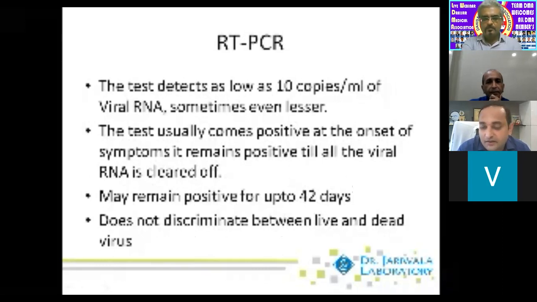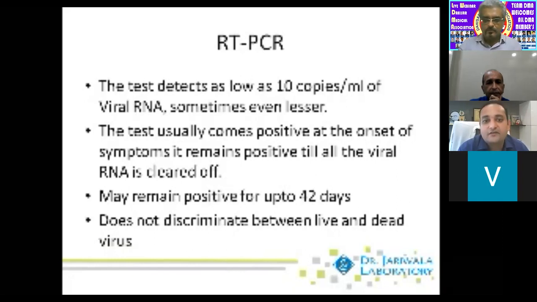So as I mentioned, the RT-PCR is a highly sensitive test. It is extremely specific also. The RT-PCR typically can detect as low as 10 copies per ml of the viral RNA. And in COVID-19 it usually comes positive at the onset of symptoms. So on day 1 of symptoms also, in the majority of cases, the RT-PCR test will come positive. However, the test remains positive for up to 40 days at the maximum, which has been documented.